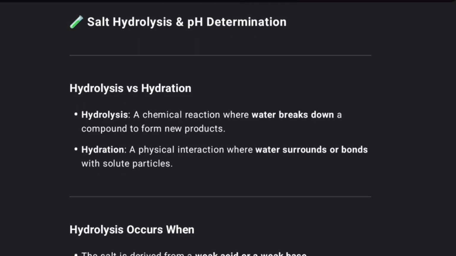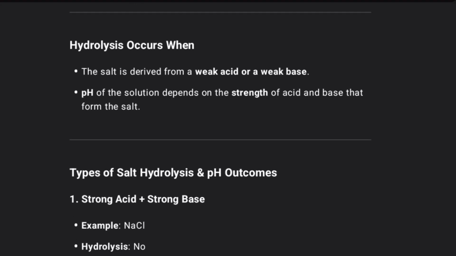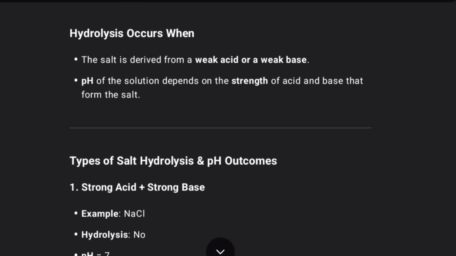Hydrolysis versus hydration. Hydrolysis, a chemical reaction where water breaks down a compound to form new products. Hydration, a physical interaction where water surrounds or bonds with solute particles. Hydrolysis occurs when the salt is derived from a weak acid or a weak base. The pH of the solution depends on the strength of the acid and base that form the salt.